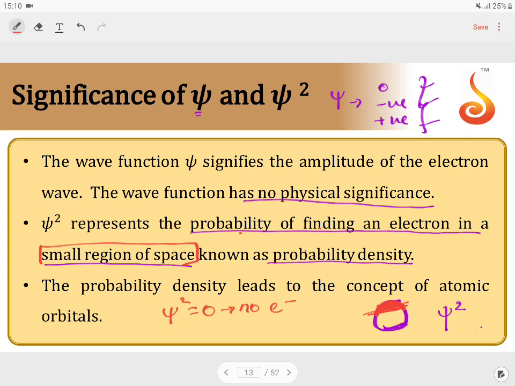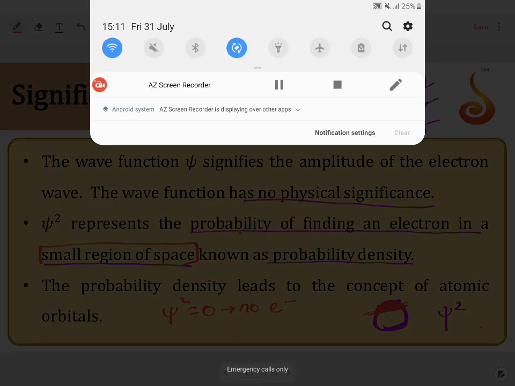So from the psi value itself, you cannot get the exact information about the electron. But when you square the psi, then you get the probability of finding the electron in a small region of space. That's the significance of psi and psi square.